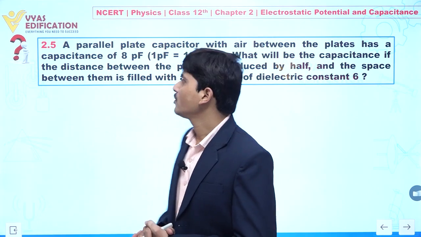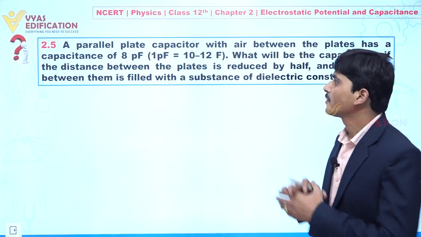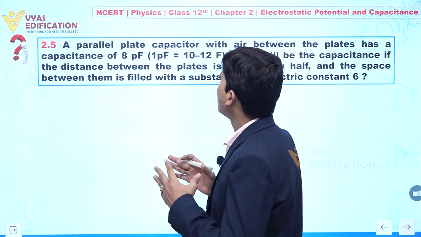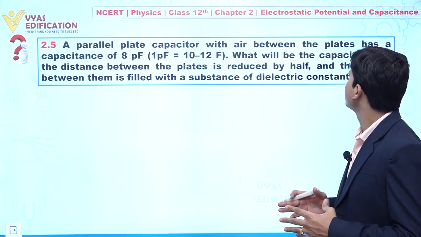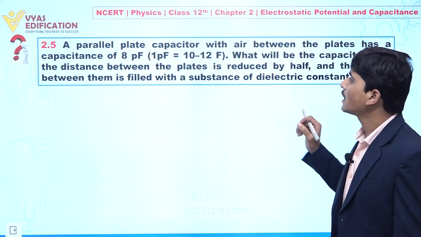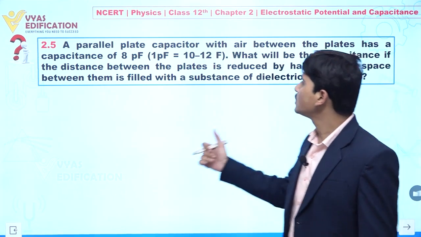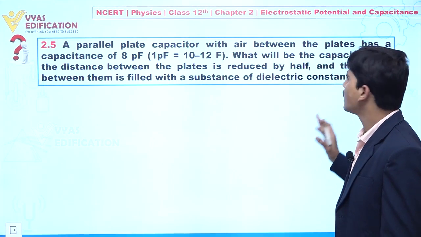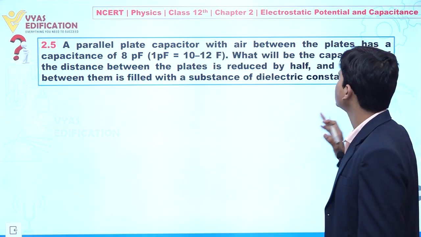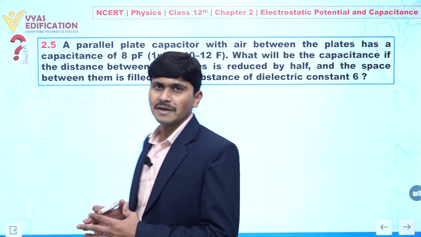Now dear student, we are going to discuss question number 2.5, and in this question it is given to you a parallel plate capacitor with air between the plates has a capacitance of 8 picofarad. What will be the capacitance if the distance between the plates is reduced by half and the space between them is filled with a substance of dielectric constant K, clear.